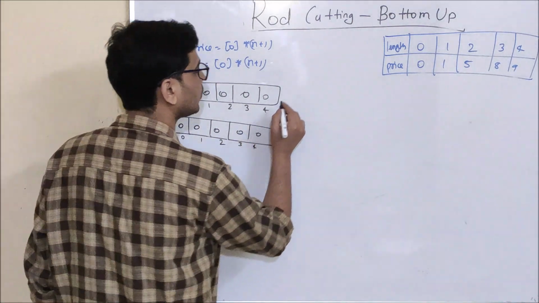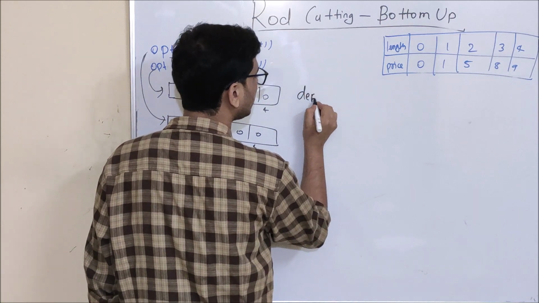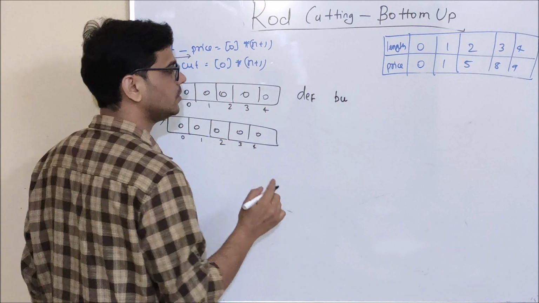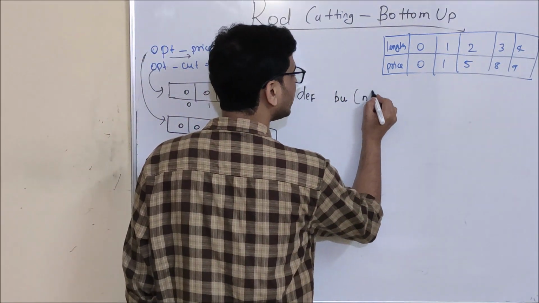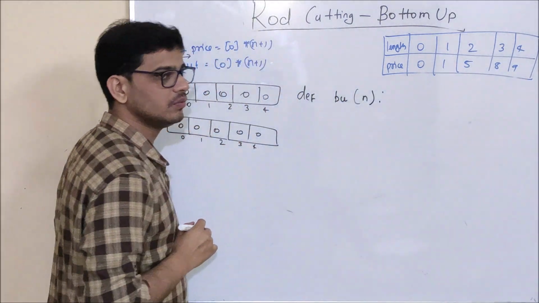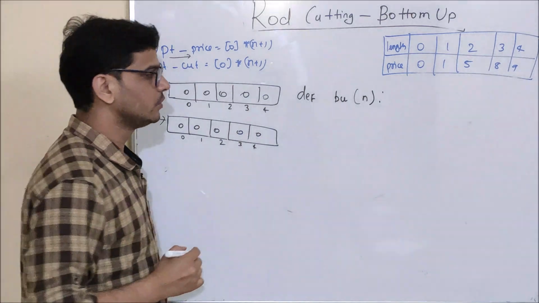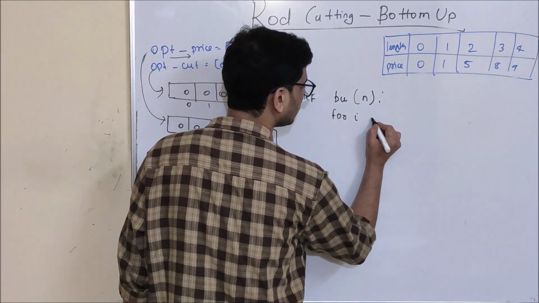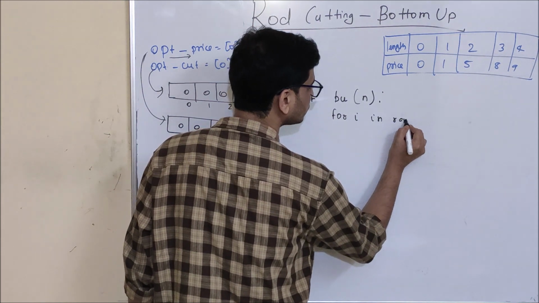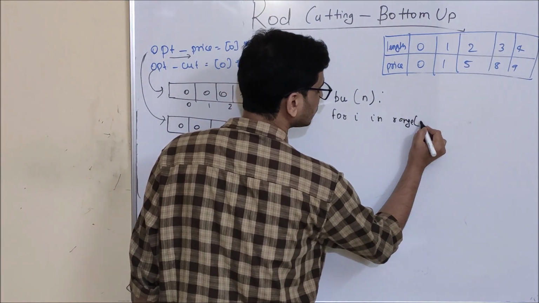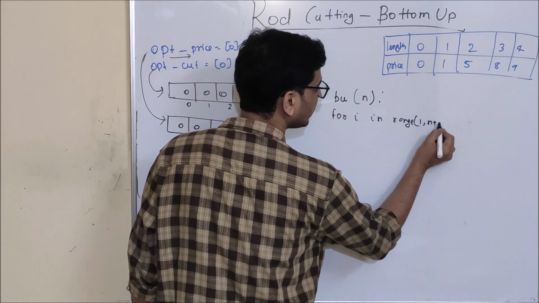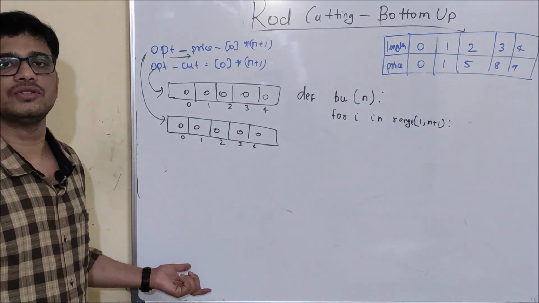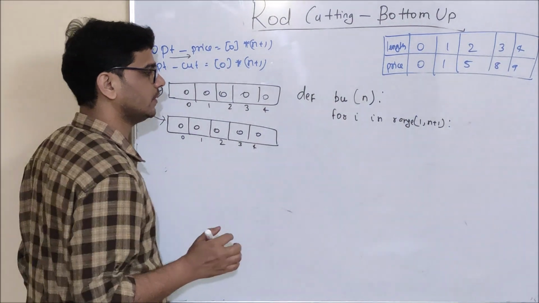Now let's write the program. So I will use the def keyword to define the function. Bu will be the name of my function, and n is the length of the rod which I am taking as a parameter. First of all, I will have a for loop: for i in range 1 to n plus 1. Why am I not running from 0? Because the answer for 0 will be 0, that is, a 0 meter rod.